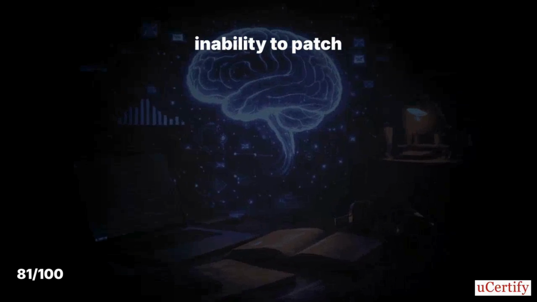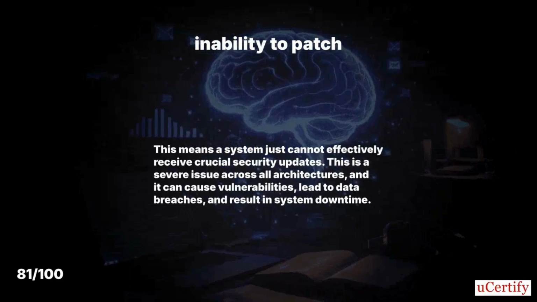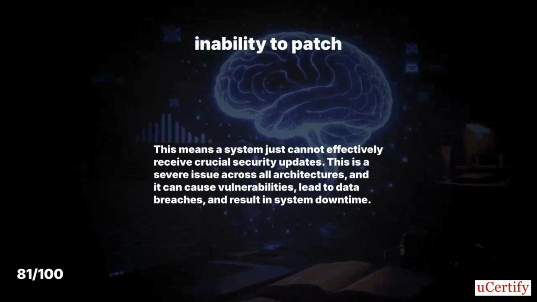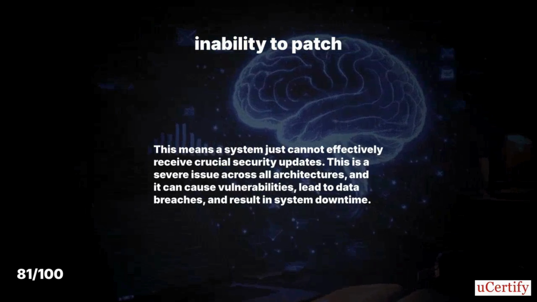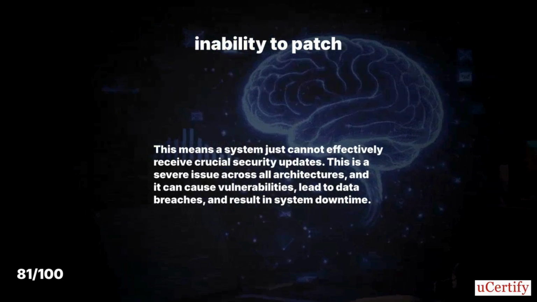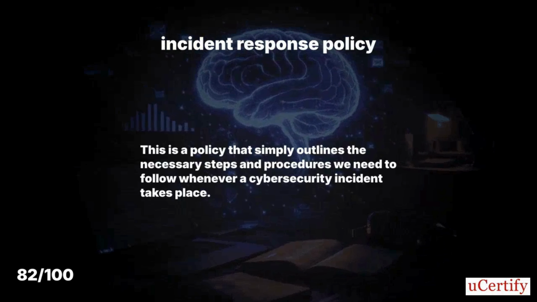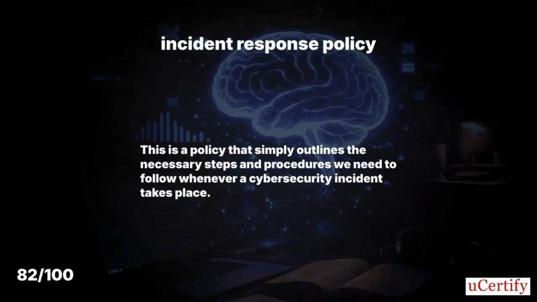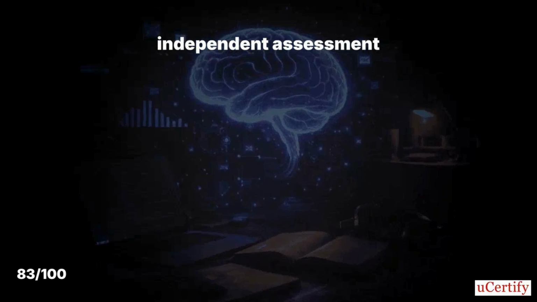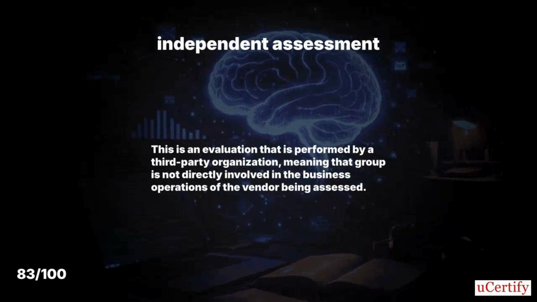Inability to patch. This means a system just cannot effectively receive crucial security updates. This is a severe issue across all architectures, and it can cause vulnerabilities, lead to data breaches, and result in system downtime. Incident response policy. This is a policy that simply outlines the necessary steps and procedures we need to follow whenever a cybersecurity incident takes place.